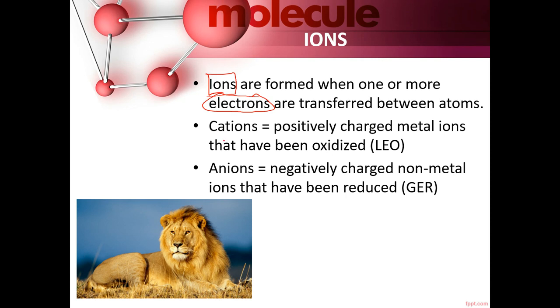Two kinds of ions that you need to know. Cations are positively charged. They have been oxidized. This word oxidation means that electrons have been lost. So you lose electrons, you're oxidized.